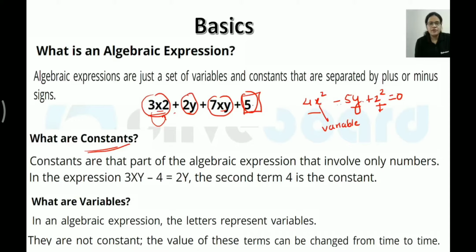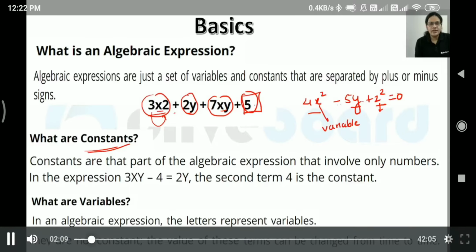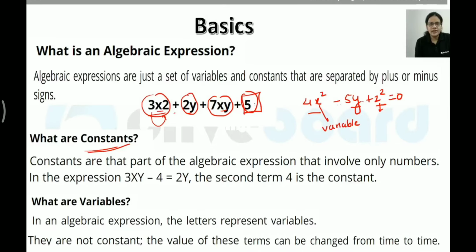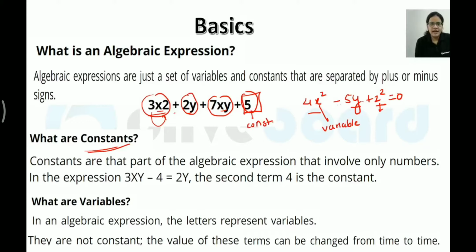So with 5 you do not have any x, y or z. That means this 5 is nothing but the constant over here. Is this part clear? And along with a variable, whatever constant value I am writing is called the coefficient. Suppose this is x square, not x2. So coefficient of x square is 3, coefficient of y is 2, coefficient of xy is 7. Likewise, I think it is clear.